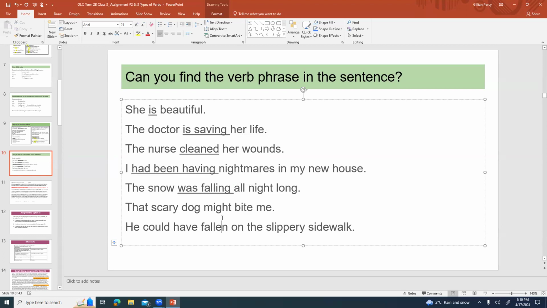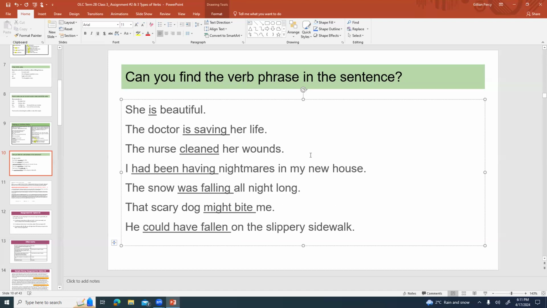That scary dog might bite me. Might and bite are working together as a verb phrase. He could have fallen on the slippery sidewalk. So here we've got 3 words working together to create a verb phrase.